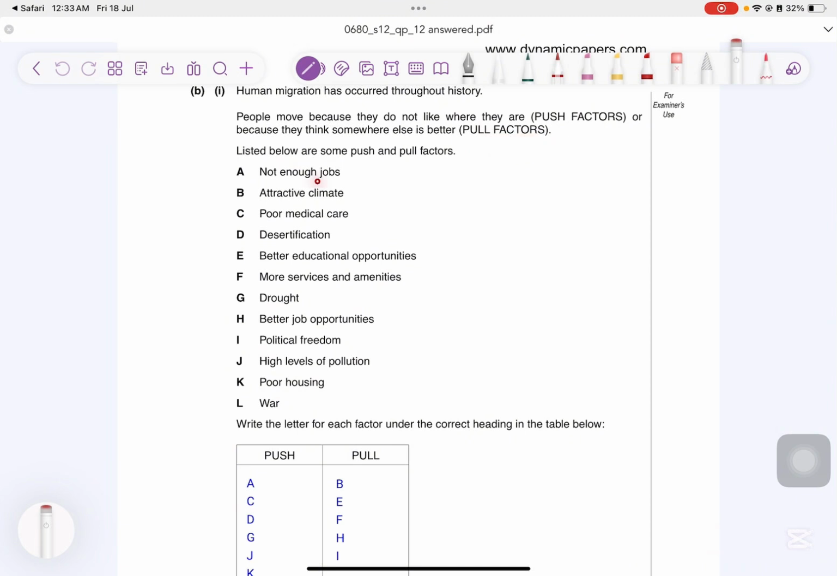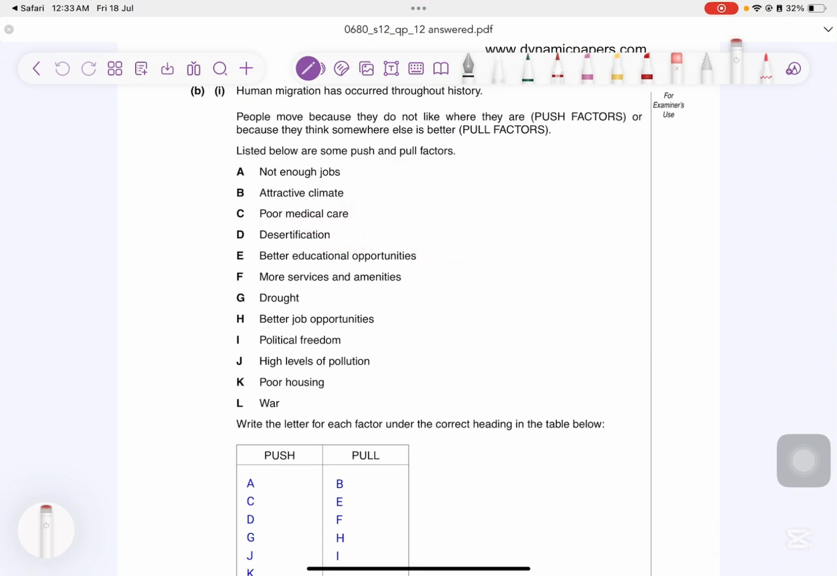So let's see. Not enough jobs, that's definitely a push factor. Attractive climate, that's definitely a pull factor because it might be warmer summers or warmer winters. Poor medical care, push. Desertification, definitely a push because the lands are dry and that's going to reduce the crop yield released per year. So it's not nice. Better educational opportunities, pull.